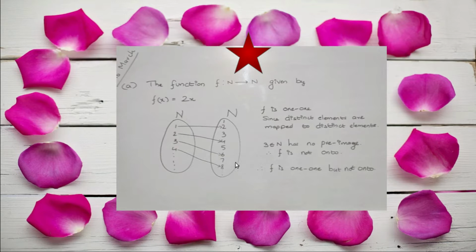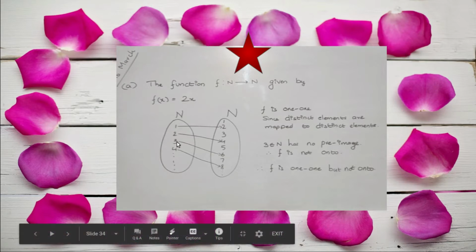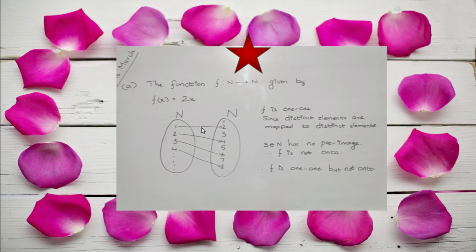Now this is the arrow diagram of the given function. Here domain and codomain are N and N. So write N: 1, 2, 3, 4, etc., and here also 1, 2, 3, 4, etc. Now the function is f of x is 2x. So 1 goes to 2 into 1, that is 2. 2 goes to 2 into 2, 4. 3 goes to 2 into 3, 6, etc.